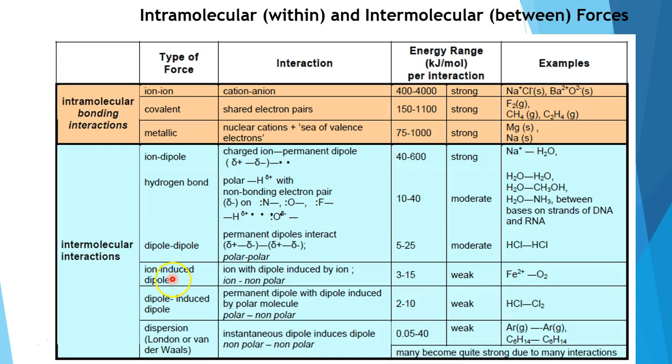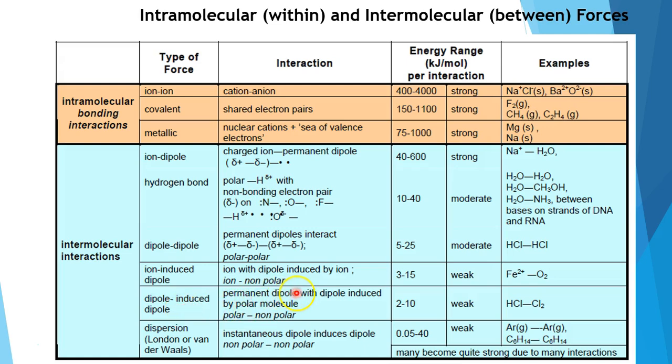The fourth type of intermolecular interaction is ion-induced dipole. So we can have an ion with a dipole induced by an ion, an ion and a non-polar molecule. For example, we have the iron ion interacting with the oxygen molecule. The oxygen is non-polar, meaning the sharing of electrons is even, and the ion can induce an interaction, but it is weak.